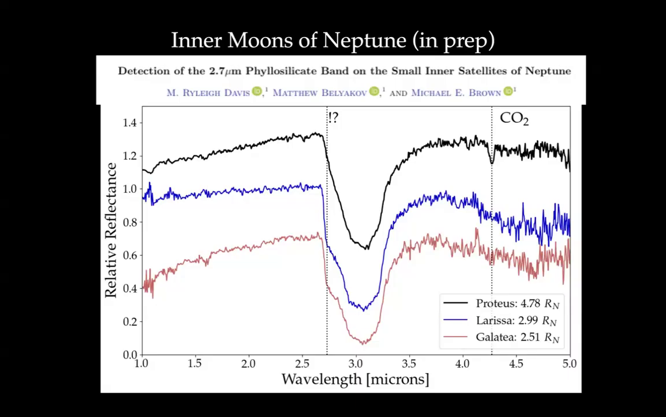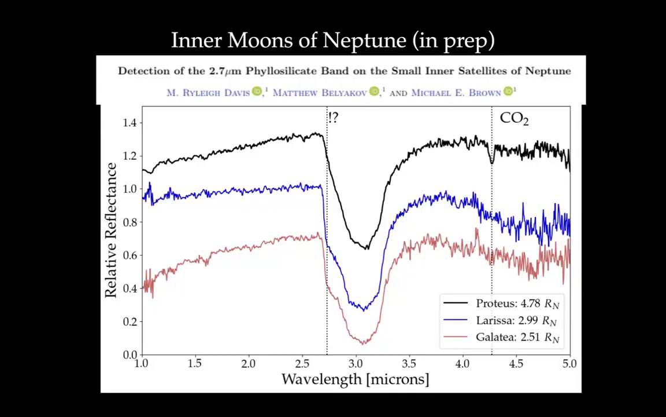And the key feature that we've just not seen before in the outer solar system is shown by the dashed line with the exclamation question mark at 2.7 microns. And that to us looked like this two-component model. You take the spectrum of Proteus, which is this 400-kilometer large body, and add to it some hydrated minerals, and you get the spectra of Larissa and Galatea, which are closer in.